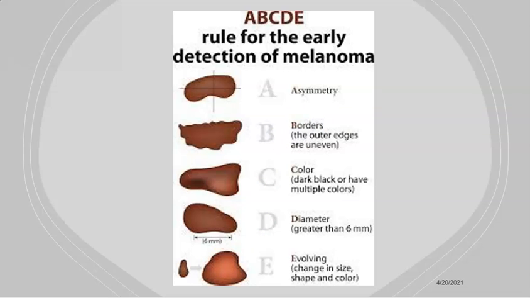ABCDE rule. So you want to know this rule for detection. A is going to be your asymmetry. So one side is going to look different than the other. They're not going to be symmetrical. The borders are going to be irregular. You're going to have color variations or multiple colors in there. The diameter, that's going to be bigger than 6 millimeters, and then it's going to be evolving. So you always tell people that if this changes over time, you need to have it checked.